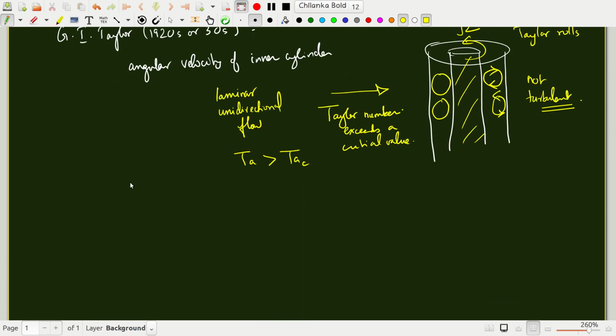Okay, the other instability is called the thermal convection or the Rayleigh-Benard instability.